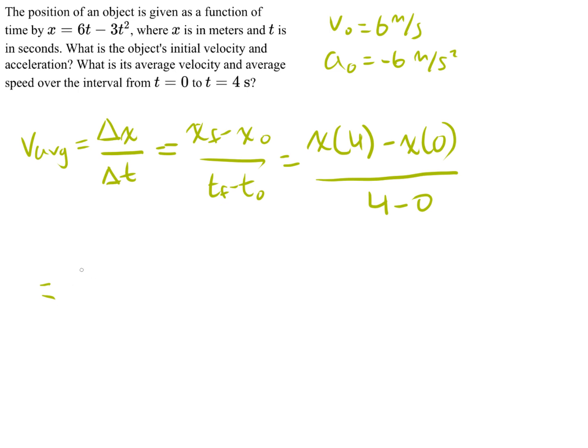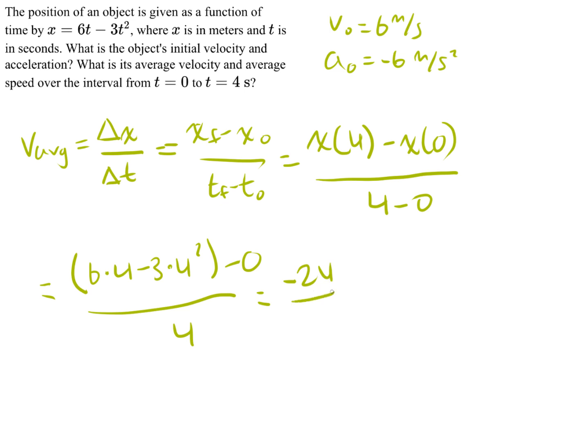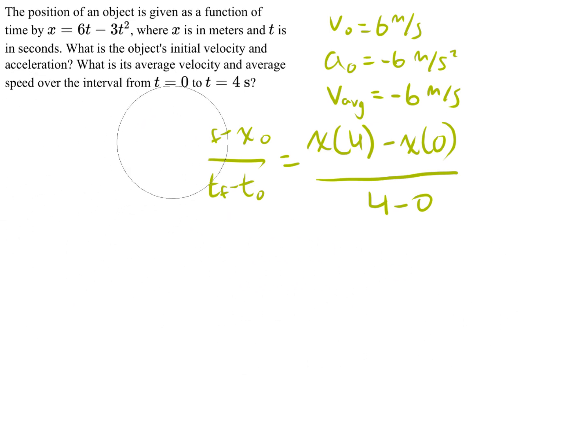Now I just need to plug everything in. At x of 4, when time is equal to 4, the position is 6 times 4 minus 3 times 4 squared. And the initial position is simply 0 because if t is 0, then everything in this function becomes 0. So we can just ignore that. If you solve this, you should get minus 24 over 4. So your average velocity is equal to minus 6 meters per second. I'm going to write that up here. The average velocity is equal to minus 6 meters per second. That's the third part. But we're not quite done yet.